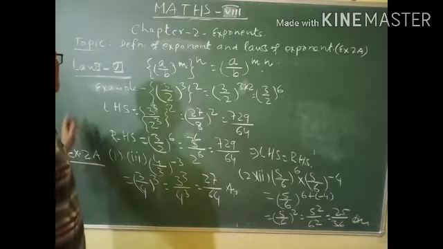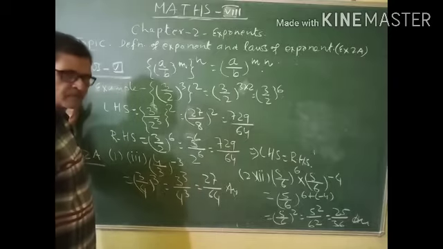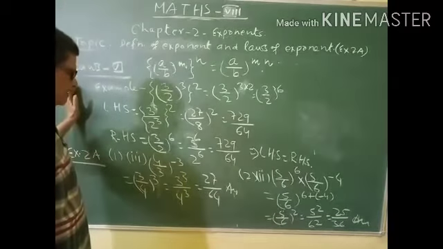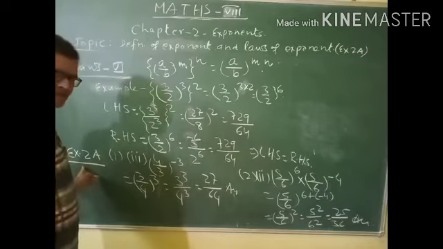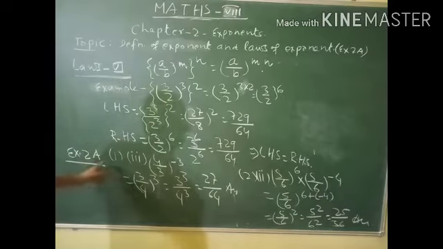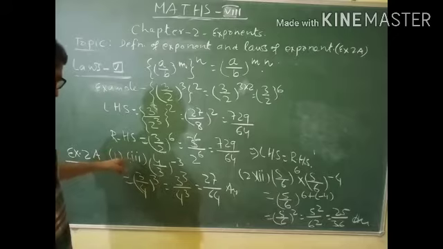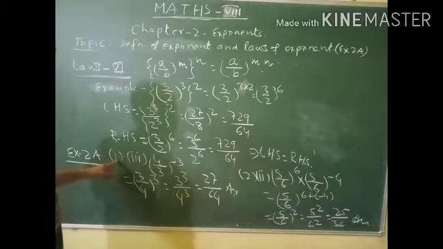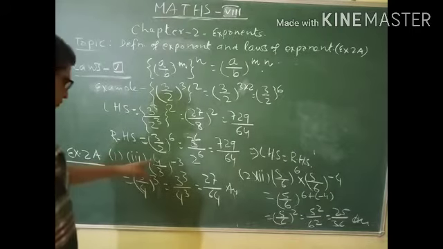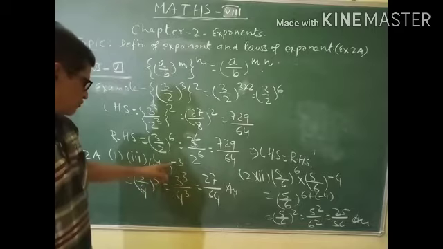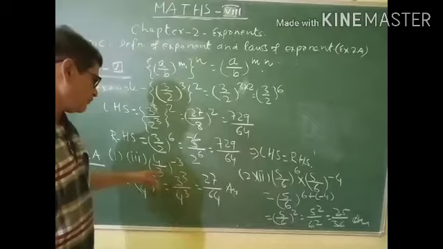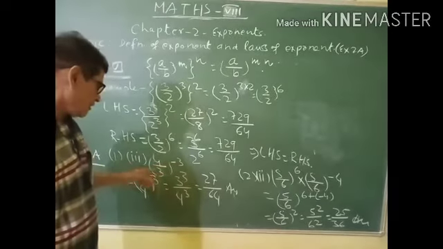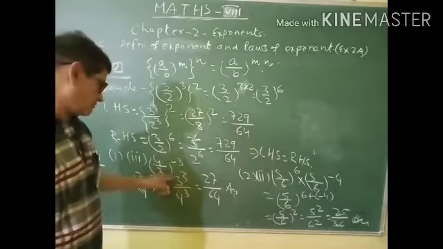Now here all the laws of exponent are finished, and now I am going to start exercise 2a. This is the third question of question number first. 4 by 3 to the power minus 3. You have to evaluate. You have to find out the value of this expression.